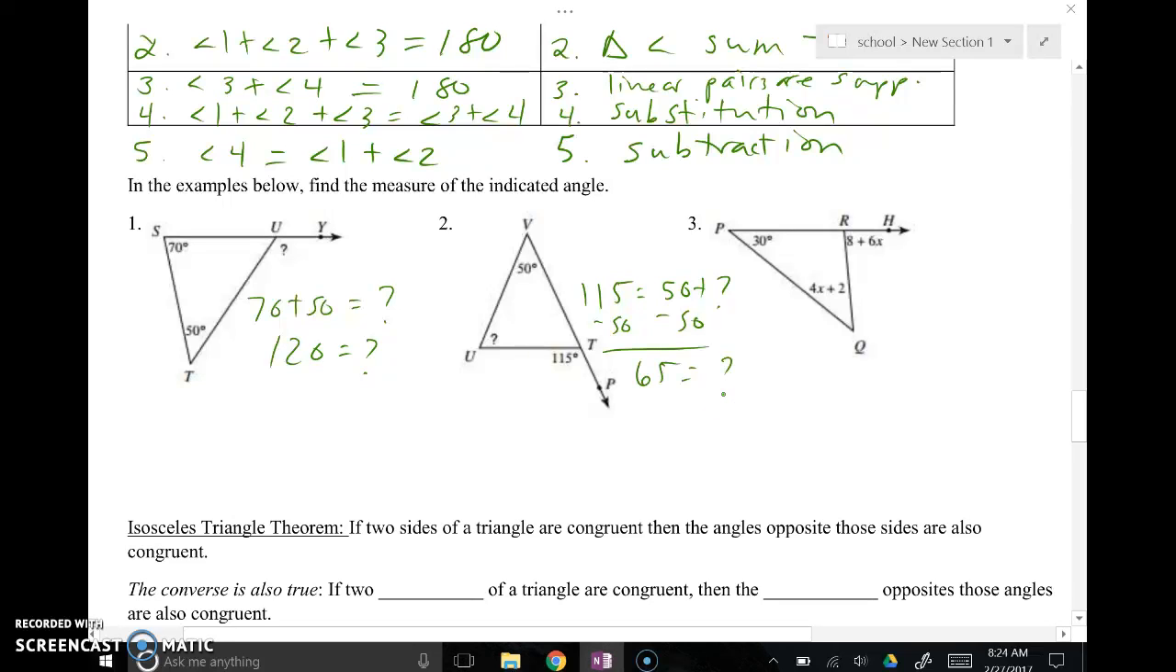Lastly, what we have here is, and I'll just give you the equation and let you solve this on your own, where 8 plus 6x is the total of 30 and 4x plus 2. You go ahead and solve that on your own, and you can find out what x is and then plug it back in if they want to know the angle measures.